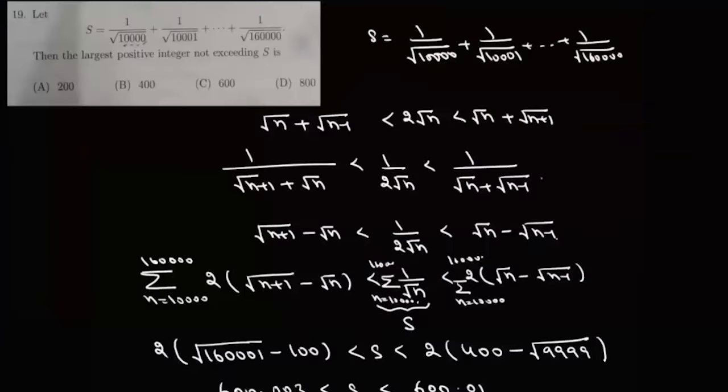Now the question is, we are given this set S, which is 1 upon root 10,000, 1 upon root 10,001, up to 1 upon root 160,000. We need to find the largest positive integer not exceeding S. Now, basically it's a very standard question and it's a method of difference, and we have solved this question previously too. So in such questions, what we do is, we take root 2n and we know that it will be less than root n plus root n plus 1 and will be greater than root n plus root n minus 1. And if we take the reciprocal, the sign will reverse.